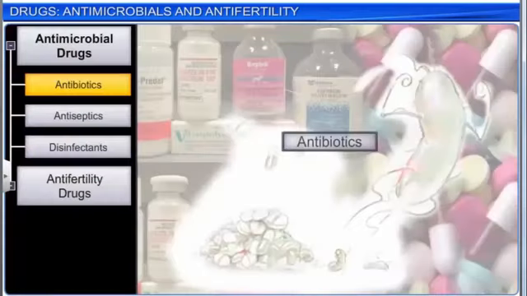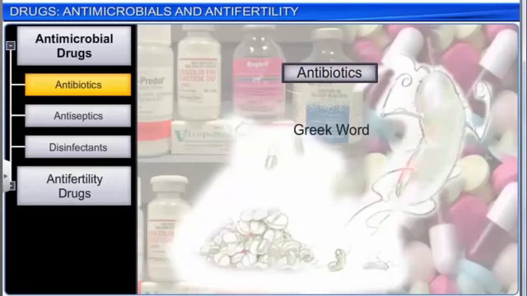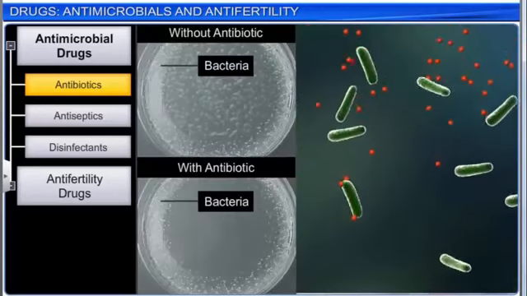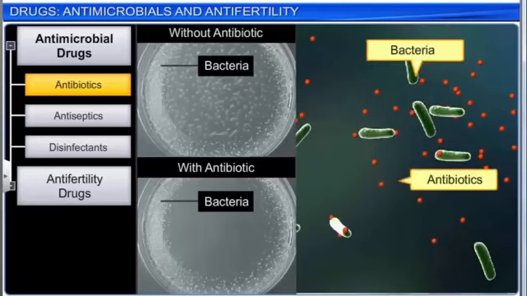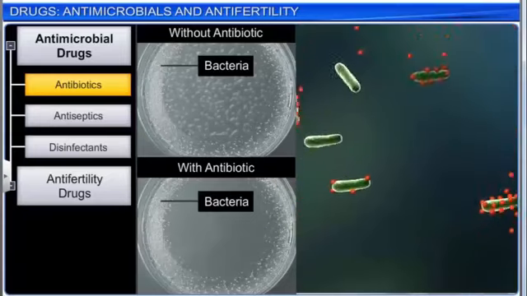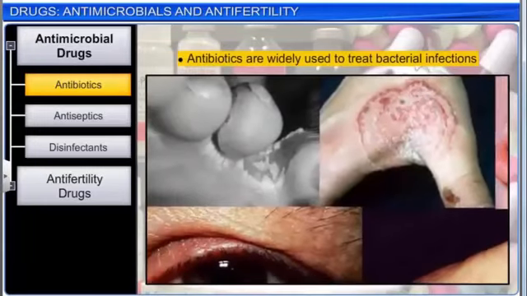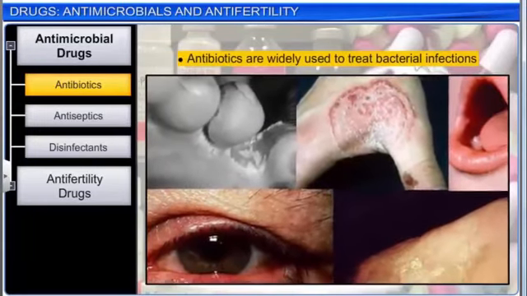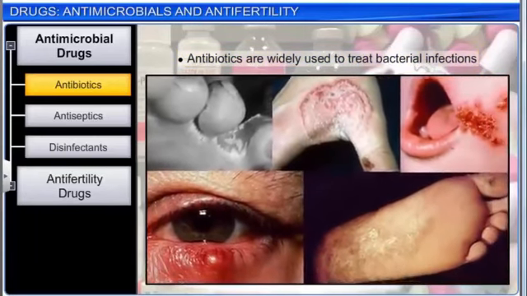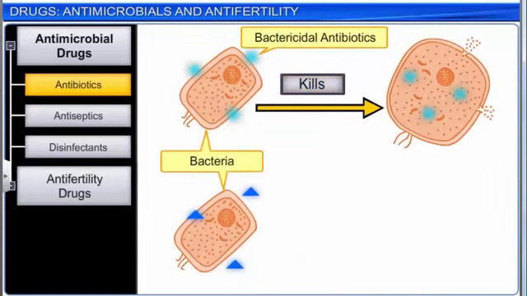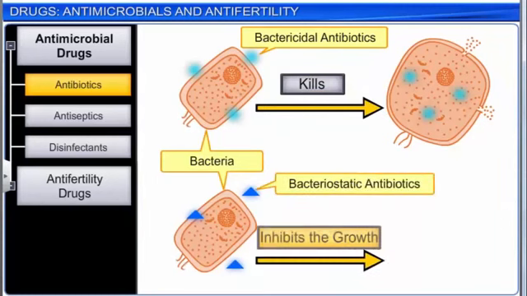First, let's learn about antibiotics. The word antibiotics comes from the Greek word anti, meaning against, and bios, meaning life. An antibiotic is a drug that kills or slows the growth of bacteria. Owing to their low toxic effect on humans and animals, antibiotics are widely used to treat bacterial infections. Bactericidal antibiotics kill bacteria, while bacteriostatic antibiotics inhibit the growth of bacteria.